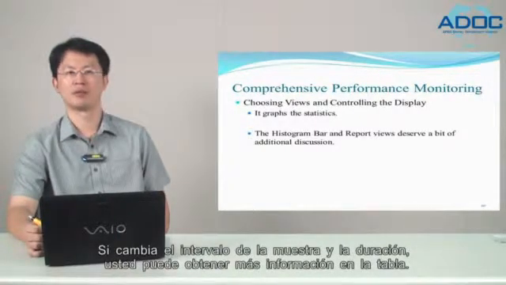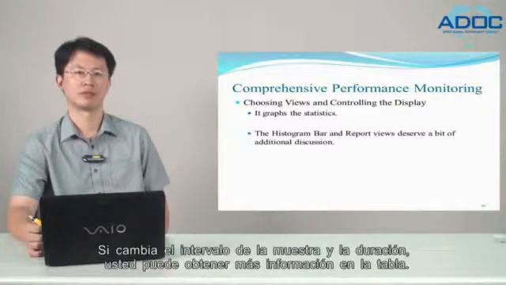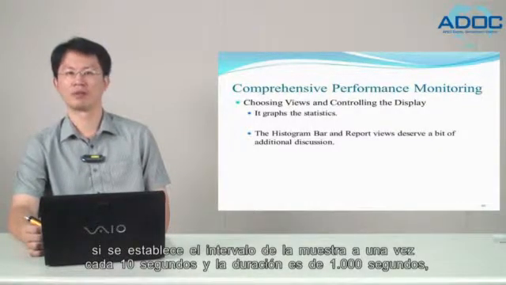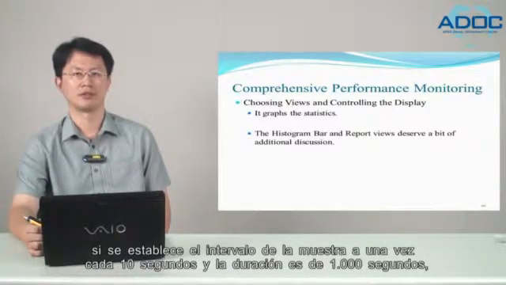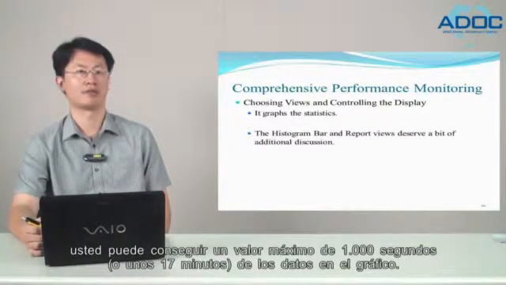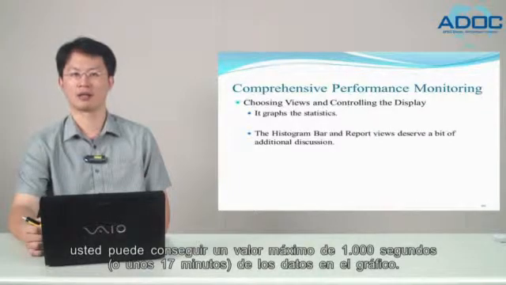If you change the sample interval and duration, you can get more information into the chart. For example, if you set the sample interval to once every 10 seconds and the duration to 1,000 seconds, you can get up to 1,000 seconds, or about 17 minutes' worth of data on the graph.